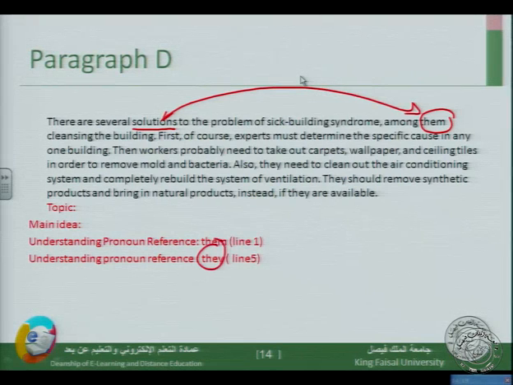Pronoun they in line 5, as you can see here: they should remove synthetic products and bring in natural products. Okay, let us read: they need to clean. Here we have the same pronoun. Then let us go back also. Workers probably need to take out carpets, wallpapers, and ceiling tiles in order to remove mold and bacteria. Also, they need, this one refers to workers. They need to clean out the air conditioning. Also, they should remove. Who are they? The workers. So they also refers to workers.